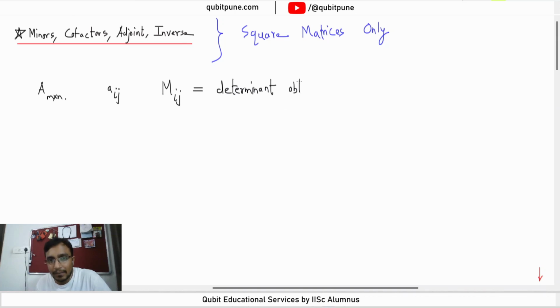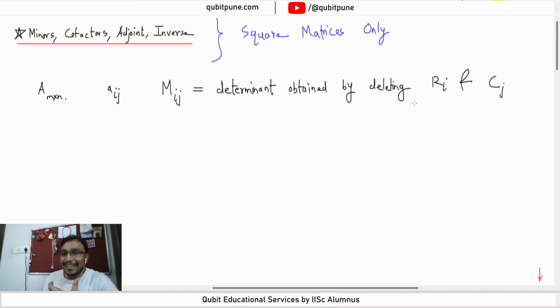Determinant obtained by what? Deleting the rows. Yes, by deleting Ri and Cj. You know this, right? Because there was a long silence between me asking the question and you answering it. Okay, thank you. So minor is a determinant obtained by deleting the corresponding row and column.